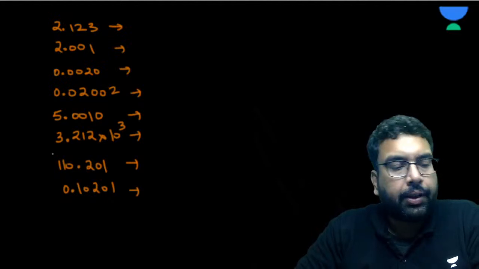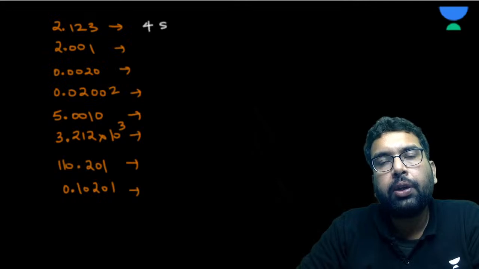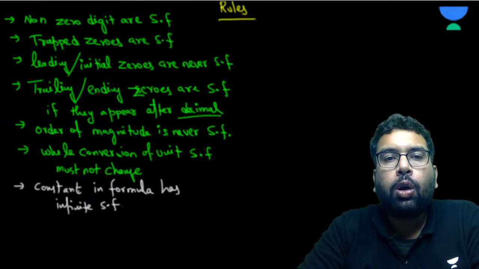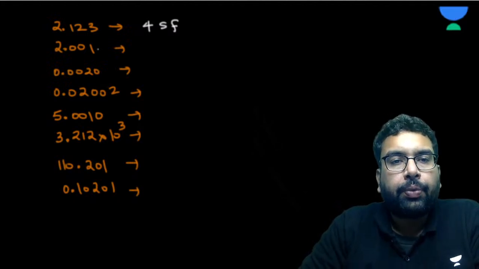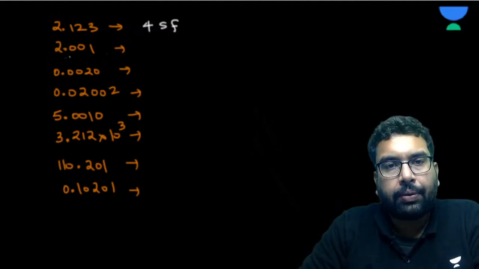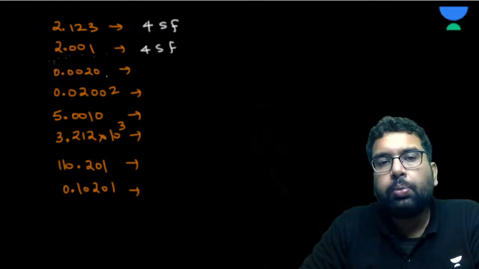See, in the first one, 2.123, how many significant figures are there? Four significant figures. How? Because what is the rule? All the non-zero digits in any number are significant. So this is 4. Now in this one, 2 and 1 are significant figures, and these two zeros are trapped between two significant figures, so they are also significant. So this is 4 significant figures.